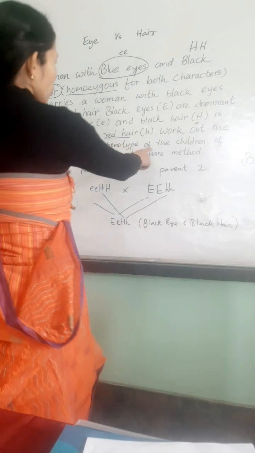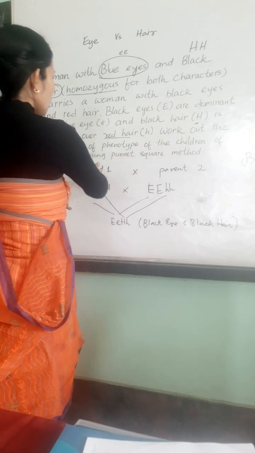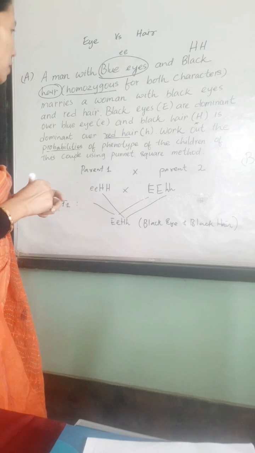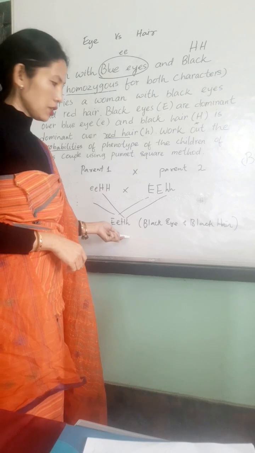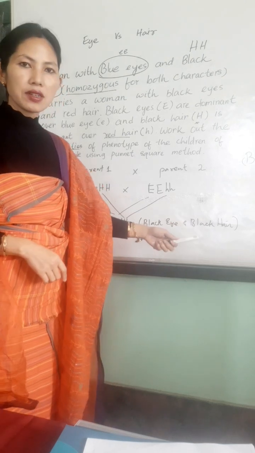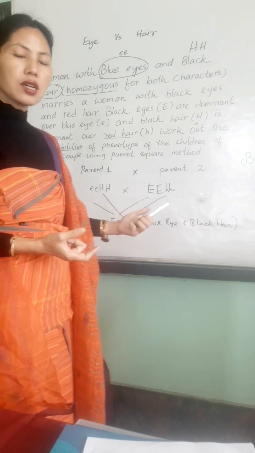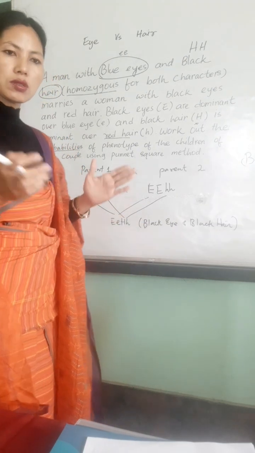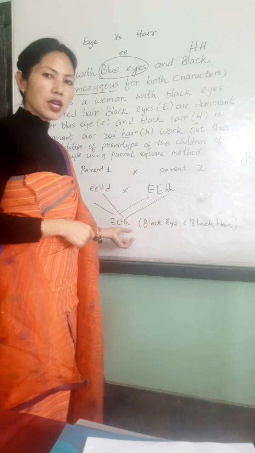Probabilities of phenotype of the children of this couple using the Punnett square method. Now you have to write down the probabilities. What is the probability for the children of this couple? So it will be 100%. All the children will have black eye and black hair. So that is the probability, because both the parents are carrying the homozygous allele for the trait. So they will 100% produce heterozygotes. All the offspring will be heterozygous.